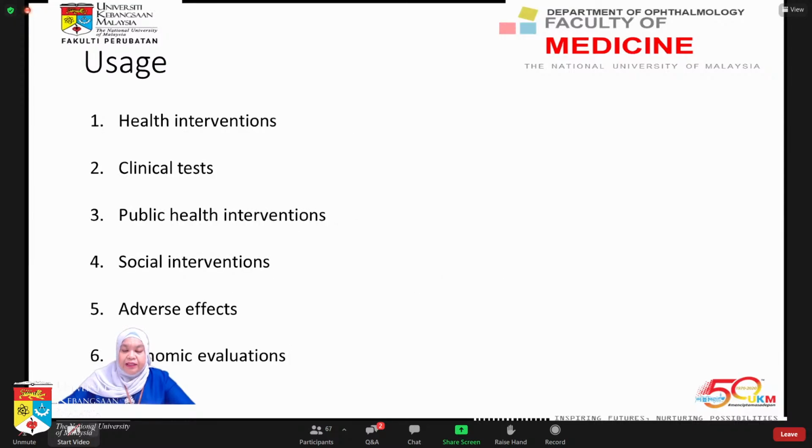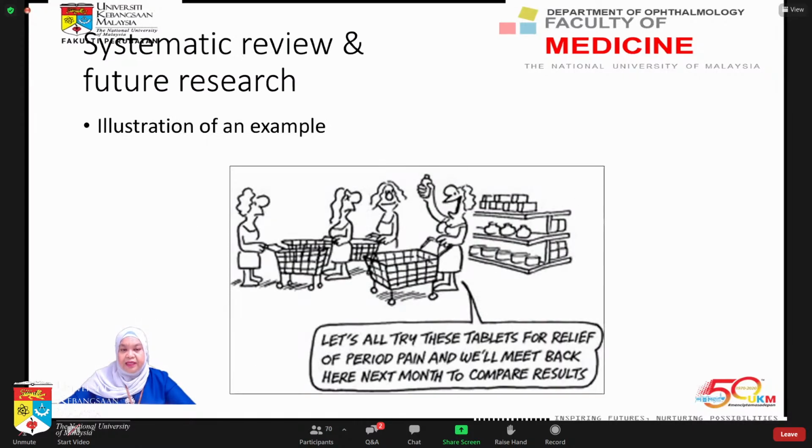So you can actually do a meta-analysis and you can actually have the truth. Okay. And you can actually use systematic review for a variety of interventions, any health intervention, comparing drugs, comparing surgical techniques, in clinical tests, comparing one kit to the other, in public health intervention, whether exercise is better than wellness, social intervention, any behavior intervention, any adverse effects of medication or surgical intervention, and economic evaluation. But economic evaluation is actually very difficult. You have to ask your health economist to help you with this kind of systematic review.